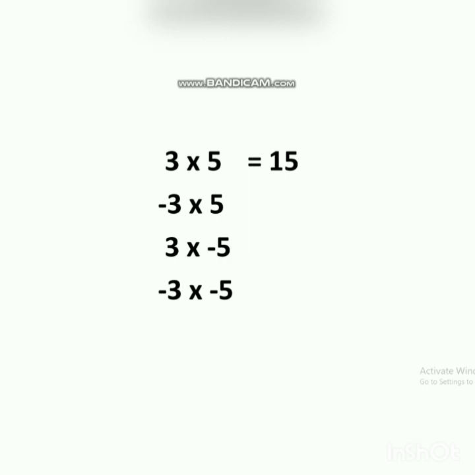In the first problem, we don't have any negative factors, so our answer is just positive 15. In the second problem, we have only one negative factor being multiplied, which means our answer will be -15. In the third problem, here also we have only one negative factor, so the answer will be -15. But in the fourth one, we have 2 negative factors, so they become a pair and give us a positive sign. So our answer is positive 15. That's all about multiplication.